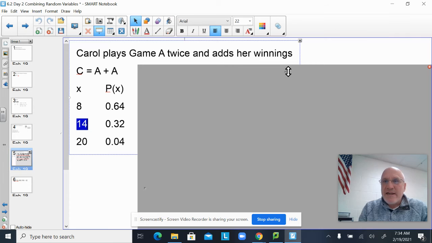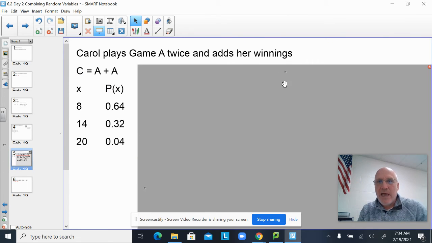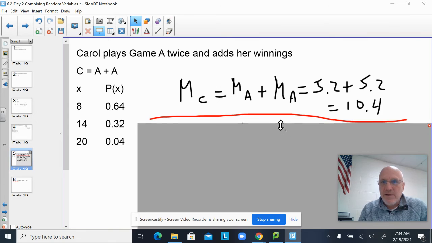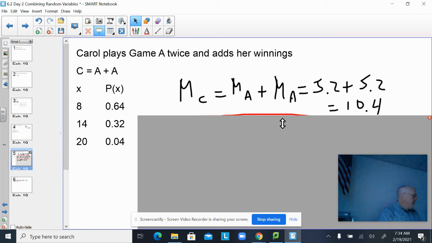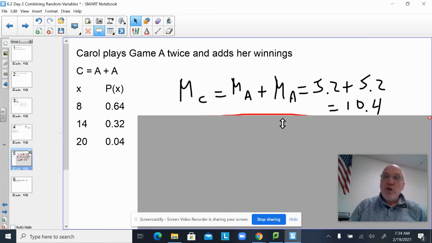So I'm trying to now find the mean and standard deviation of A plus A. Well, first let's find the mean. And there went my camera. The mean of A plus A is still what you would think. It's the mean of A plus the mean of A, which is 5.2 plus 5.2, which is 10.4. That's the expected value of her winnings if she plays game A twice.